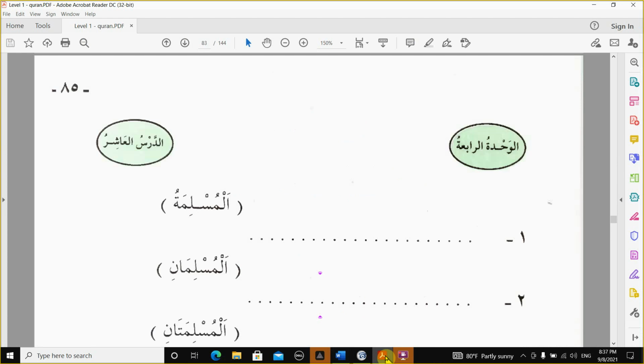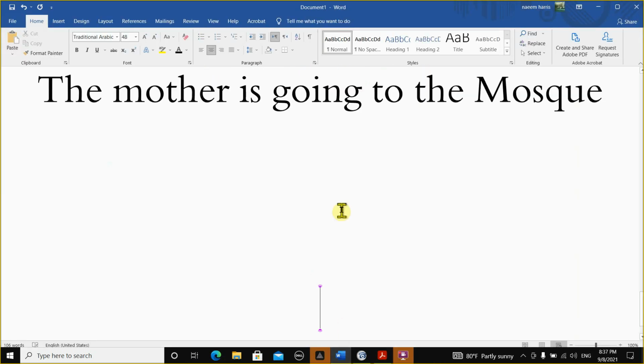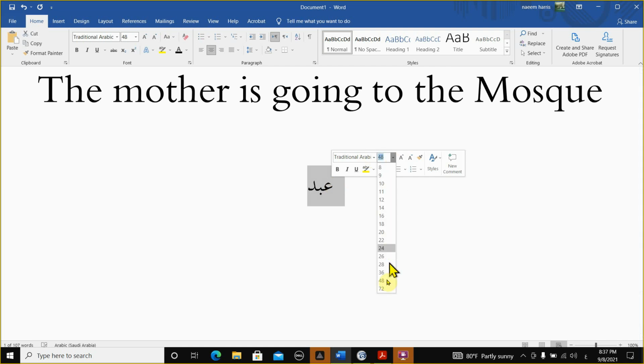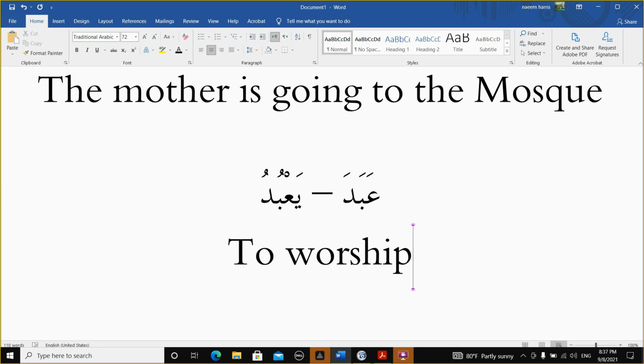Let's return back to the lesson. Al-Muslimah, feminine. So we're going to use this phrase, ikhwan. We're going to use abada. The mudari' is ya'budu. So we'll make it easy. We're going to use one verb, abada, and the mudari' becomes ya'budu. So you have to change the verb based upon the noun. To worship.